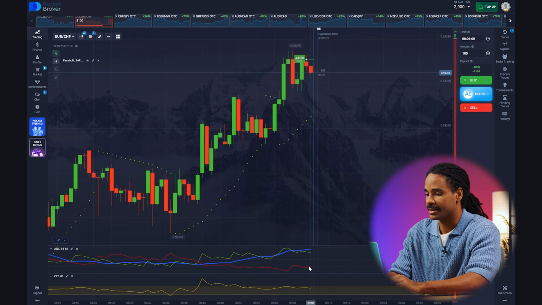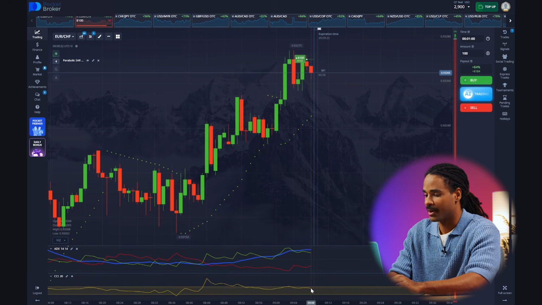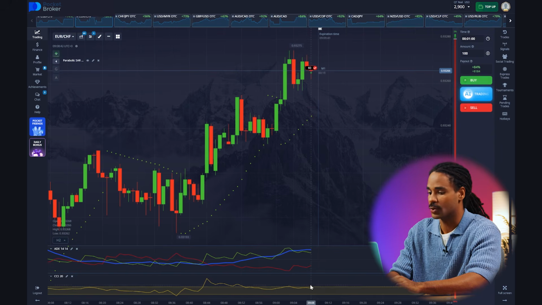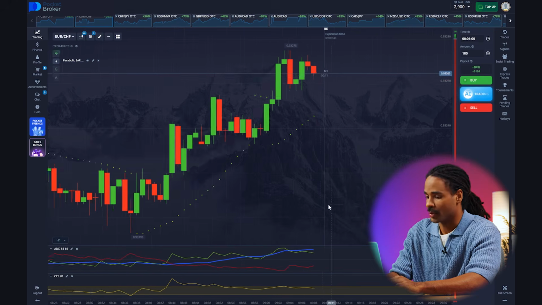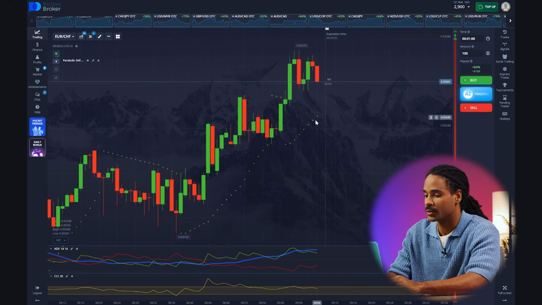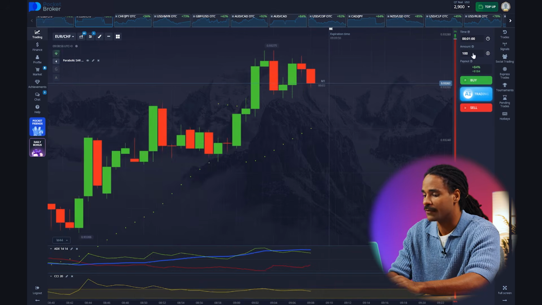Now, let's bring in the CCI indicator. Its classic use looks like this. A breakout above plus 100 suggests we can look at buy trades. A breakout below minus 100 points to potential sells. The trade closes negative. But that's not a problem because we have a risk control system. What do I do? I increase the amount for the next trade.